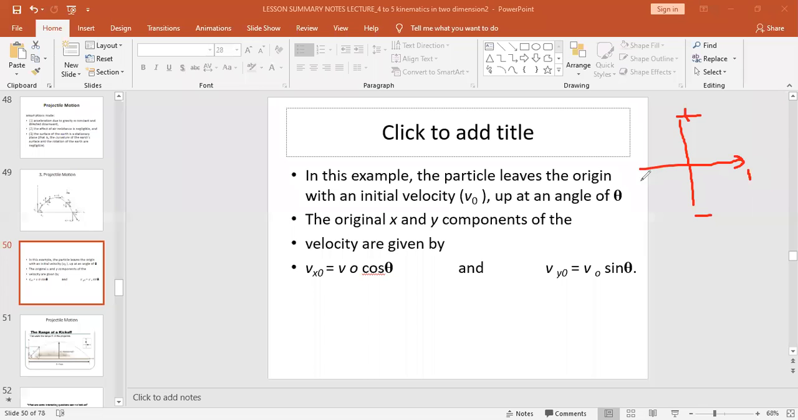So any vector that is coming down is going to have a negative sign. It's going to be a negative vector. And we all know that acceleration due to gravity, when you throw anybody up and it's coming down, g is always going to be negative. Do you understand?